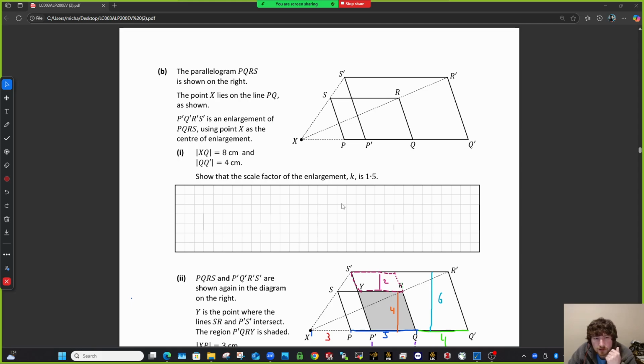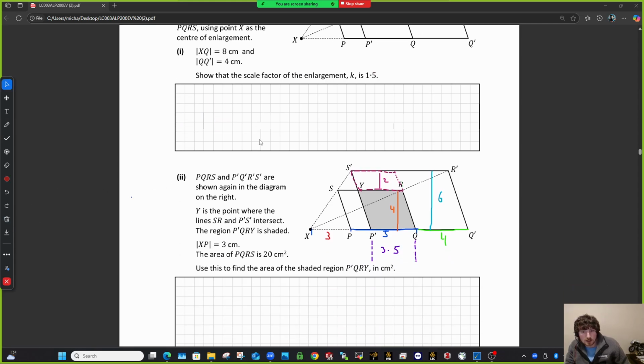This was a tough question. The scale factor part 1 wasn't that tough. All you wanted to do here was show that x to q was 8, and then this extra bit was 4. So in total, that's 12. So then this k is just 12 over the smaller version, which is x to q, which is 8. So k works out as 1.5. I'm sure most people, even if they didn't know much, would have had a reasonable attempt at that one. Now, this is tough down here.